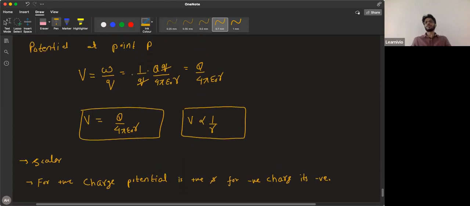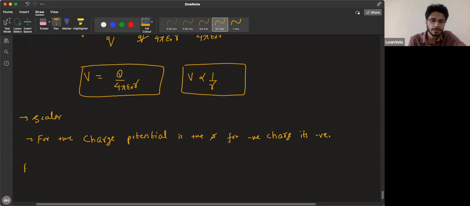So that was the expression for potential due to a point charge. If you have a single point charge, then this is the expression of potential: Q by 4 pi epsilon naught. The next is potential due to a system of charges.